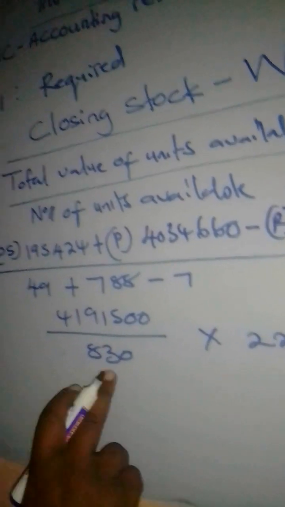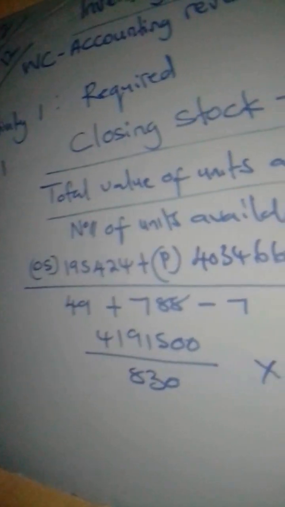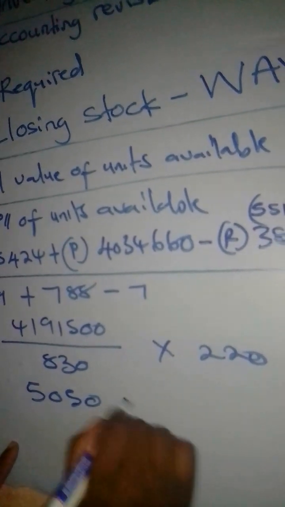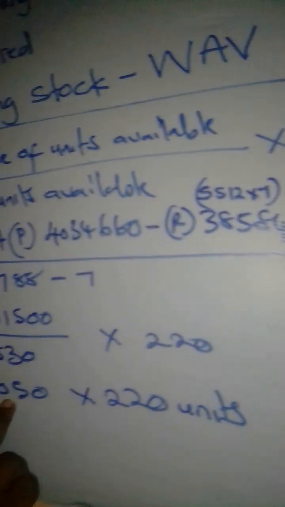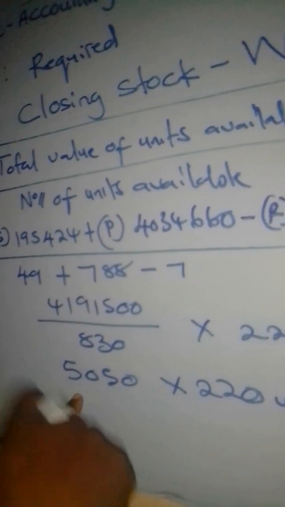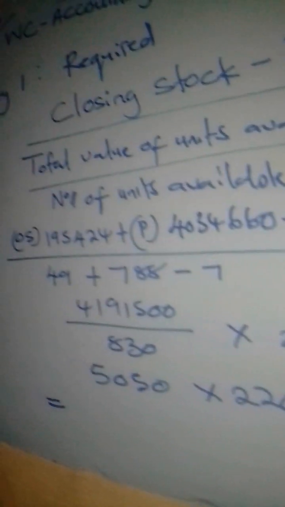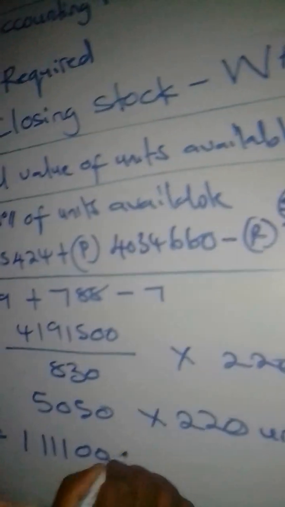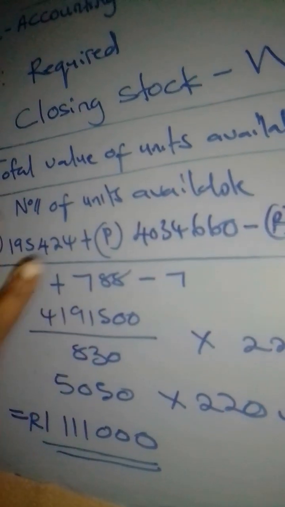When we divide 830 into 4,191,500, we remain with something like 5,050, times the 220 units that were on hand. This is our weighted average price, our weighted average value, 5,050 per unit times the 220 units that are on hand. It is going to give us a closing stock of 1,111,000. This is the value of our closing stock using the weighted average method.